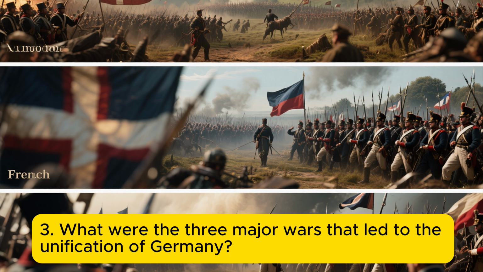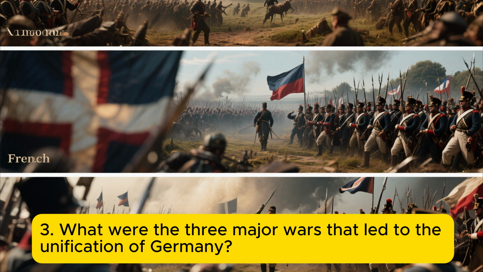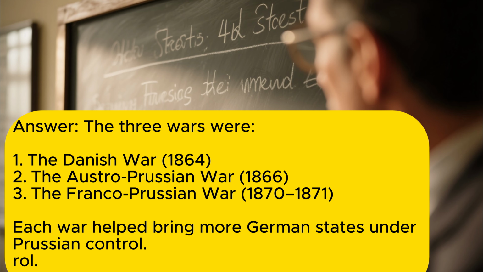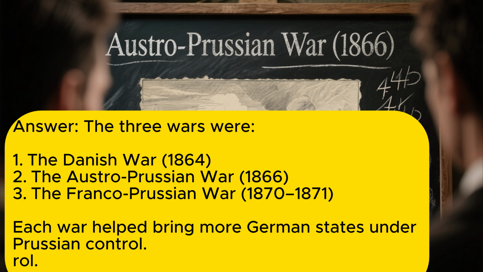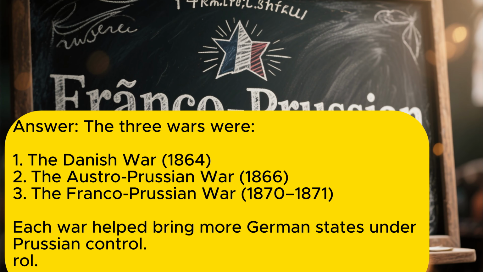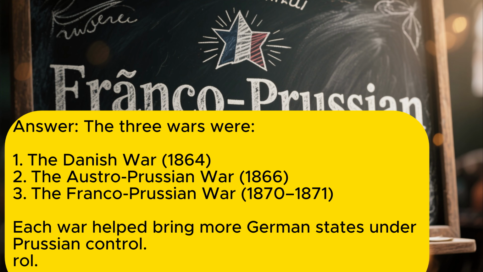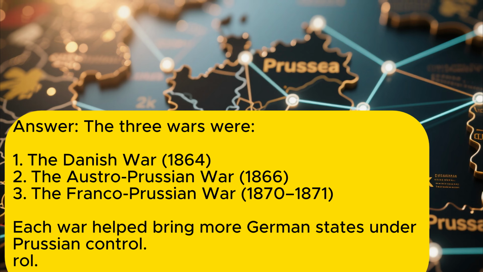3. What were the 3 major wars that led to the unification of Germany? Answer. The 3 wars were the Danish War, 1864, the Austro-Prussian War, 1866, and the Franco-Prussian War, 1870 to 1871. Each war helped bring more German states under Prussian control.